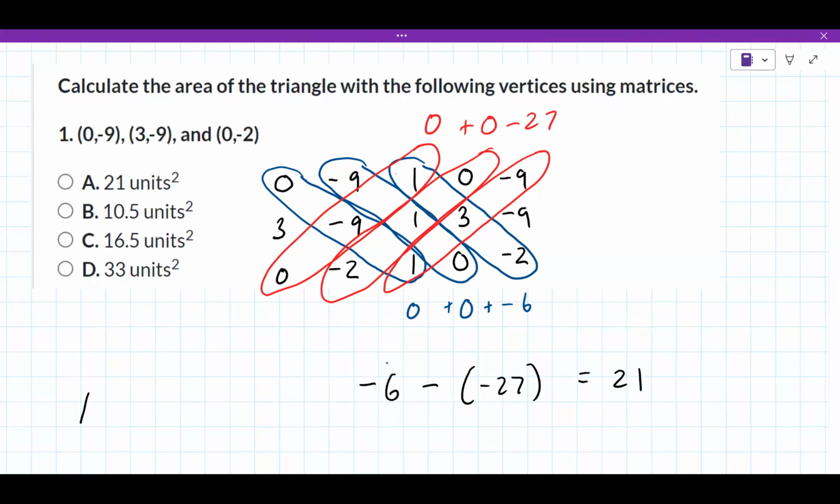But you have to remember that the area of the triangle is 1/2 the determinant of the matrix. So you have to take half of this number. So it's not A, you have to take half of the result.